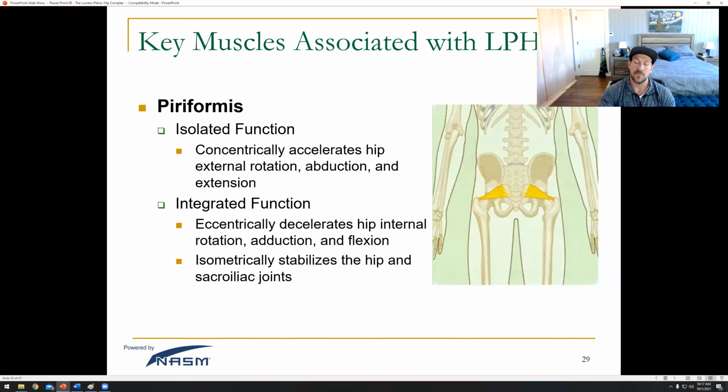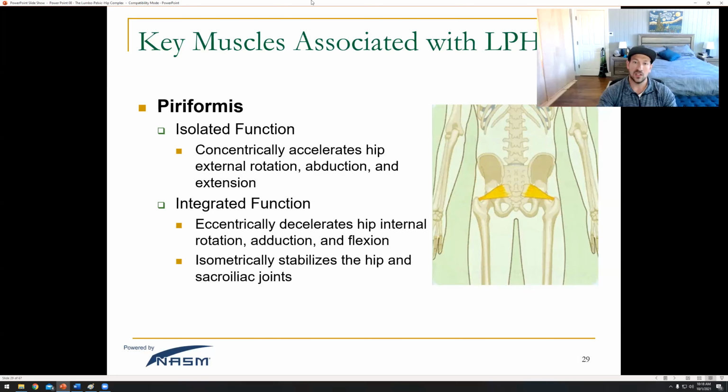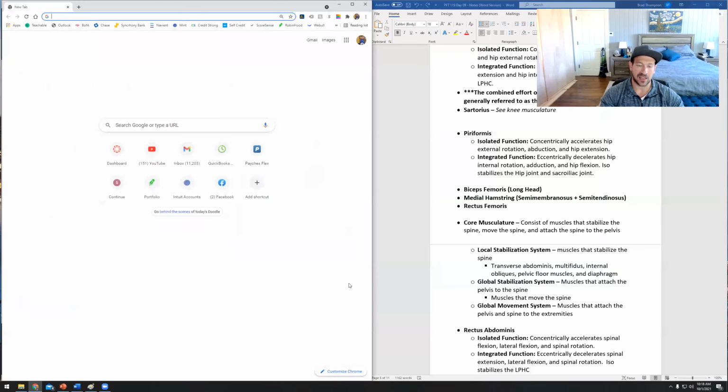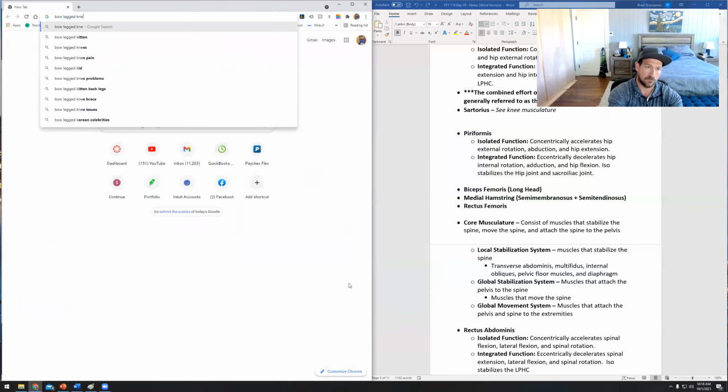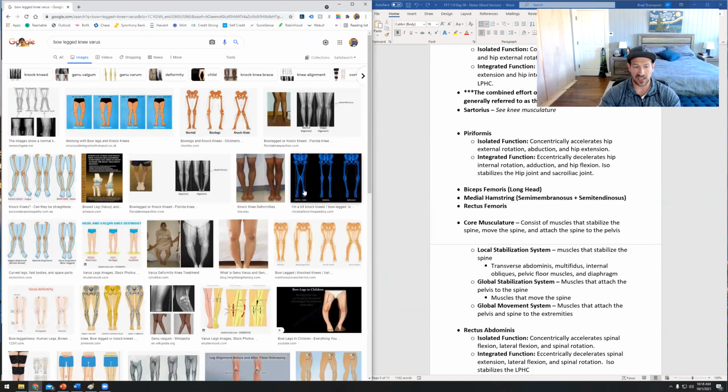Now, here's the thing. Unfortunately, this is often one of our bad guy muscles. I know we need more external rotation. I know we need more abduction, but this is one of the muscles that kind of takes that to the extremes. And when it tightens up, it starts to pinch that sciatic nerve we talked about. So when you see a bow-legged posture, you see that knee varus, this is the muscle that's often responsible for it.